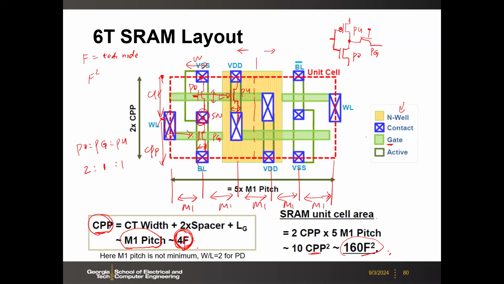Of course, you can enlarge the W over L, let's say for faster speed. For your lower level cache, like L1 cache, you may have 4-2-1 or something like that. Then you may get around 300 F square in terms of the area. But the smallest one you can get is roughly 150 to 160 F square. Okay. Any other questions on this slide? This is a very important slide.